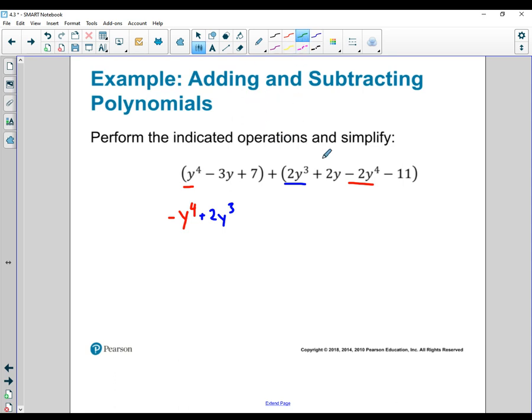Okay. Now, do I see any y squareds? I don't see any y squareds. Now, do I see any y's? I have a minus 3y and a plus 2y. That'll leave us with minus 1y or minus y. And then constants plus 7 minus 11 is going to leave us with minus 4. And so altogether, we have negative y to the fourth plus 2y cubed minus y minus 4.